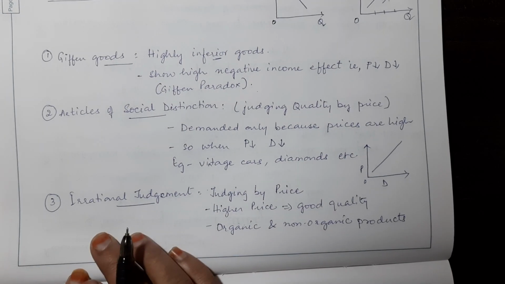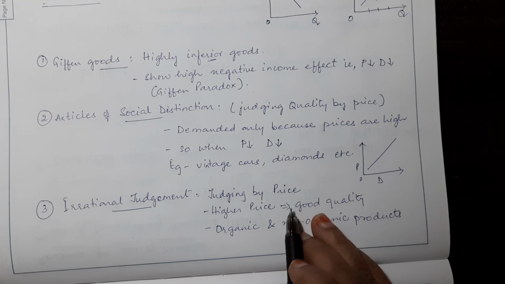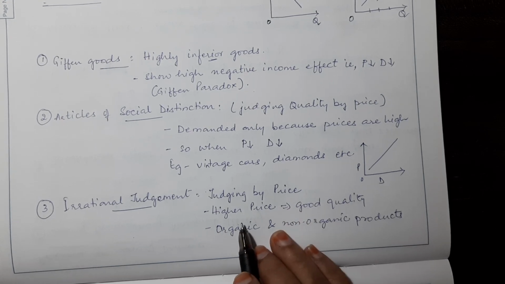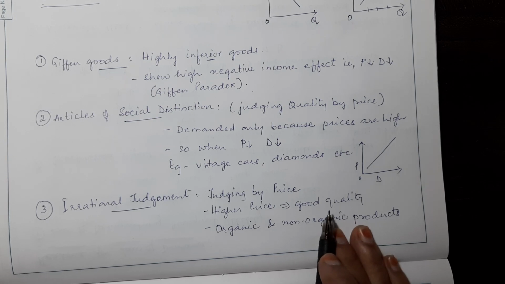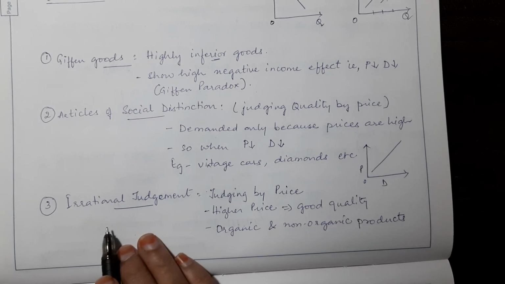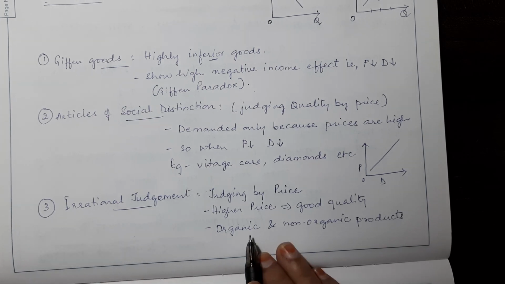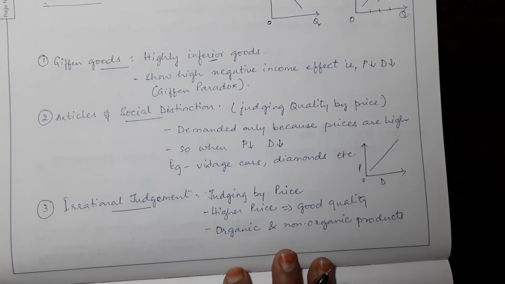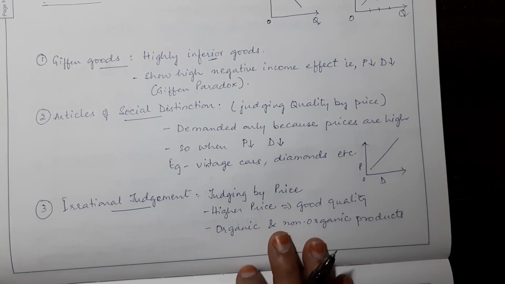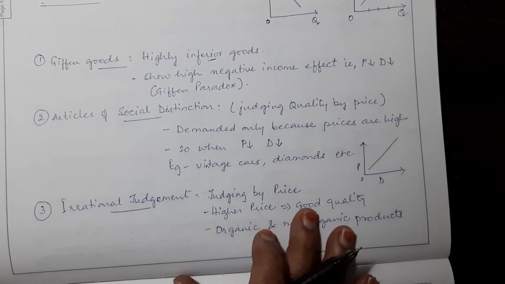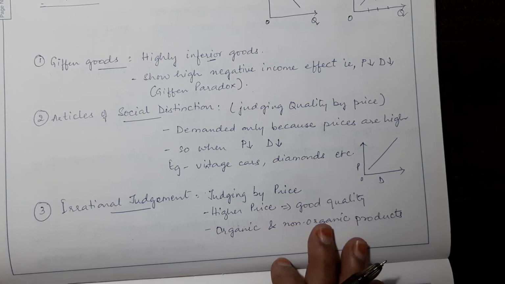Now, the other one is irrational judgment, that is, judgment by price. People think that if the good is highly priced, then it should be of good quality. So this is something very irrational, an irrational judgment. For example, the organic and the non-organic products that are available in the market. People of high income groups feel that if it is an organic one, it should be of high quality, and so it is more in demand, right?